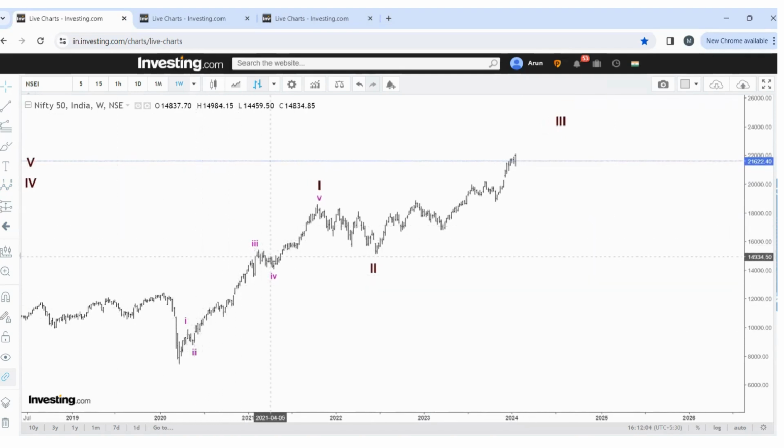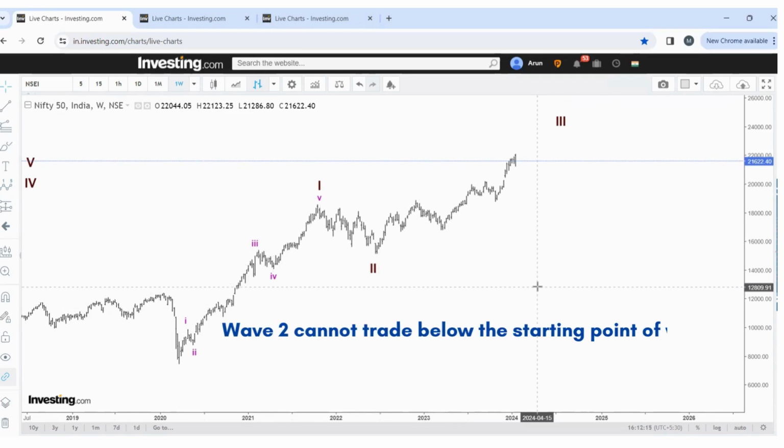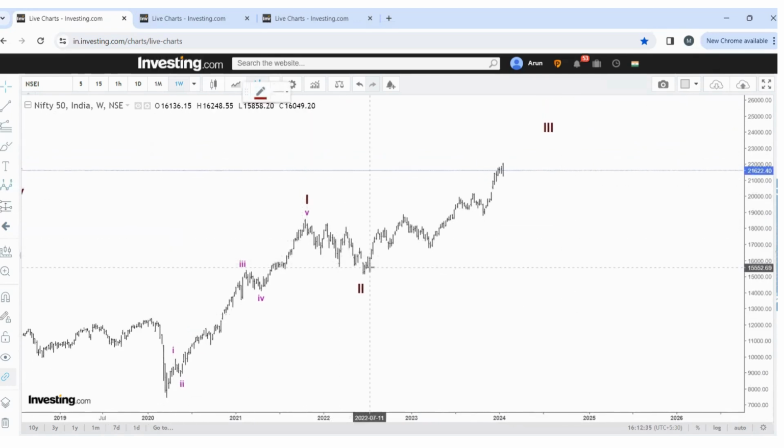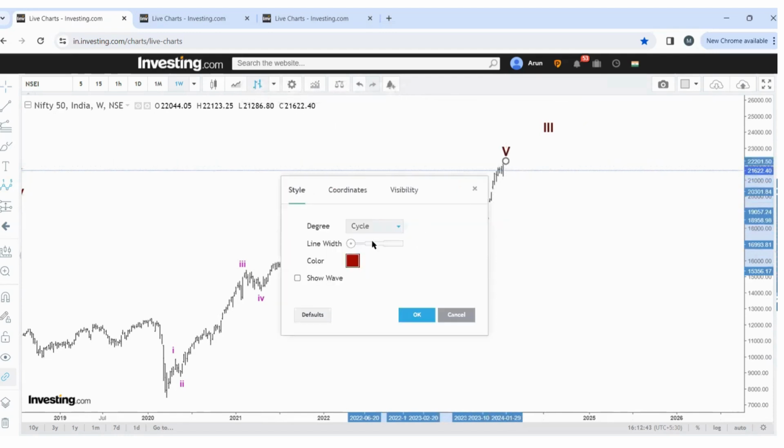See, if this is wave 3, we need to calculate 5 internals: 1, 2, 3, 4, 5, and the 5 waves should follow the 3 Elliott wave rules. The wave 2 cannot go below the starting point of wave 1. Wave 4 cannot trade in the wave 1 zone, and wave 3 cannot be the shortest. These 3 simple rules should be followed. So now I am calculating the internals. So from here, wave 1, 2, 3, 4, 5, 1, 2, 3, 4, 5.